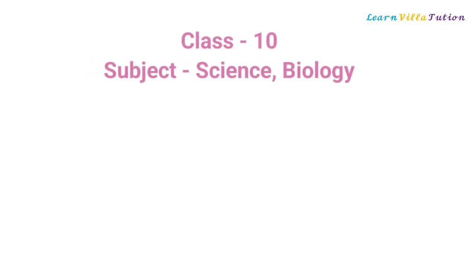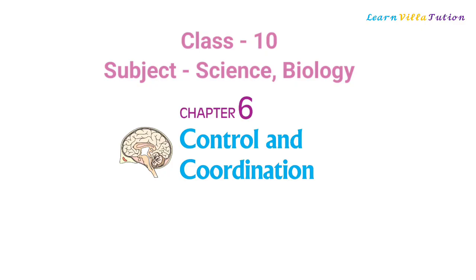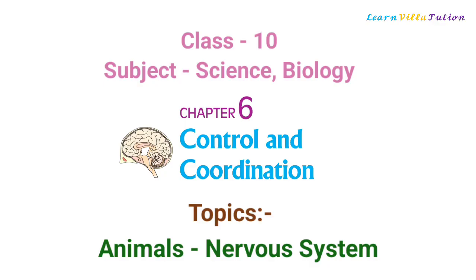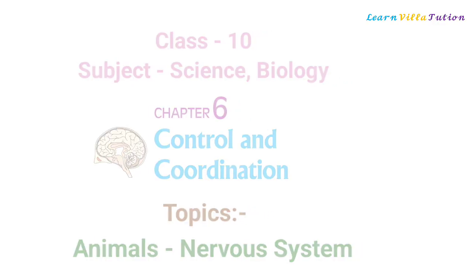Class 10. Subject: Science, Biology. Chapter 6: Control and Coordination. Topics to be learned in this video: Animals' nervous system.